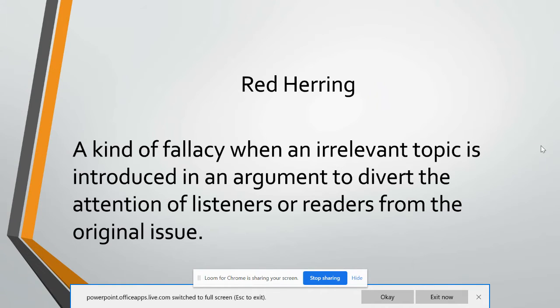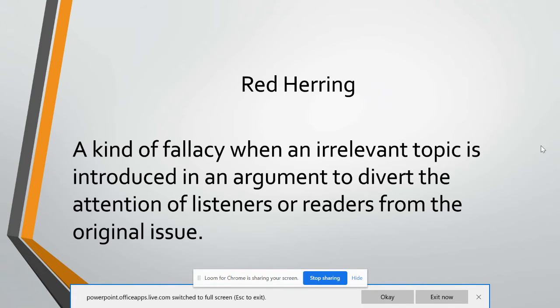Okay, the next kind of fallacy is called red herring, and this is a kind of fallacy when an irrelevant topic is introduced in an argument to divert the attention of listeners or readers from the original issue. So if someone is writing an article about why you should be pro-life, and then all of a sudden they go, well, I bet a lot of ballerinas are. Okay, so ballerinas have nothing to do with what your main topic or your main point or your thesis is. It does not at all.